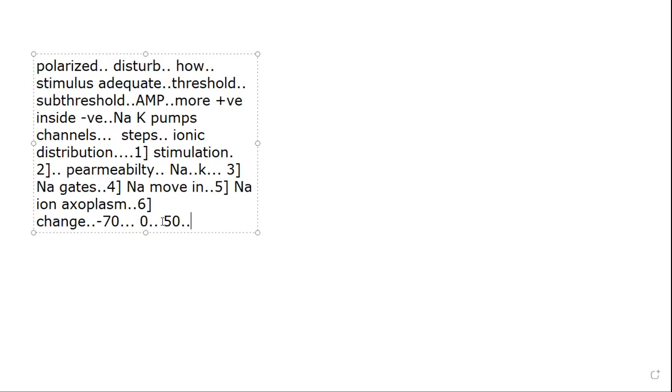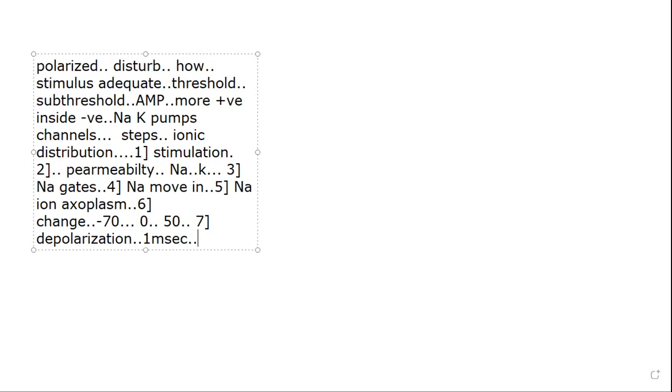This reversal of charges that has taken place is known as depolarization. Number 7 is the reversal of charges, which is called depolarization. This electropositive inside and electropositive outside doesn't last for a very long time. It lasts for only about 1 millisecond.